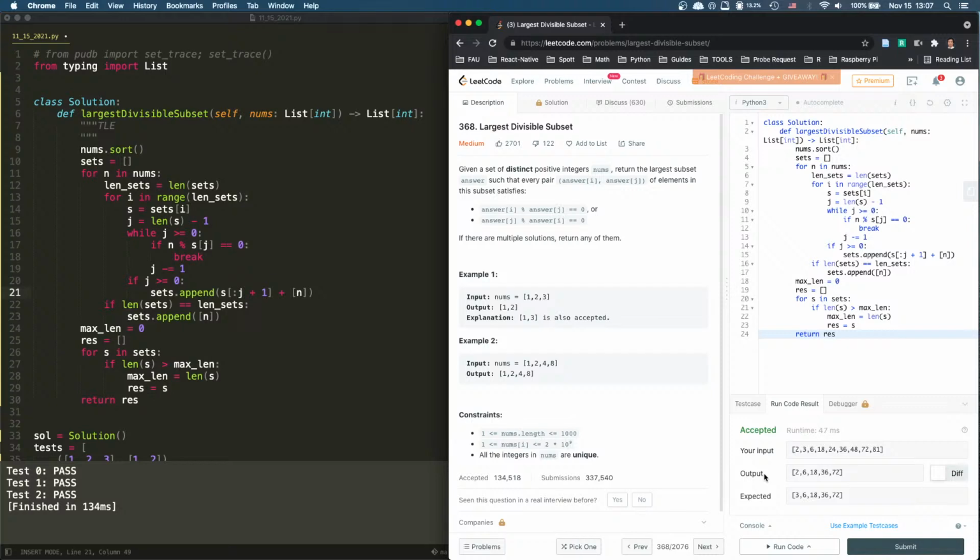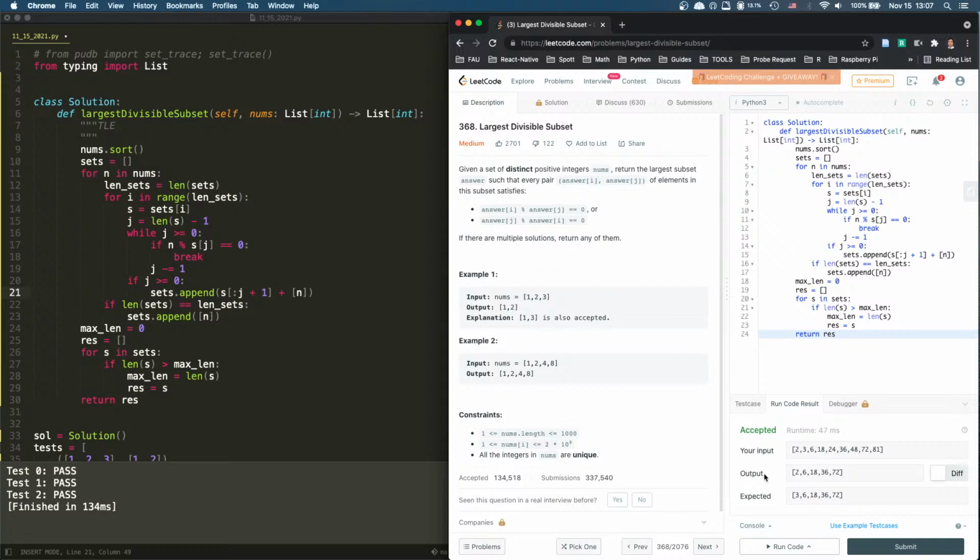And then if I can find this largest set, then we move on to the next one. If the next one is inside, then we don't do it again. If the next one is not inside, then we try it again.